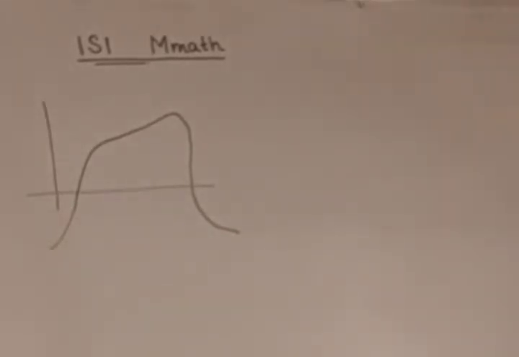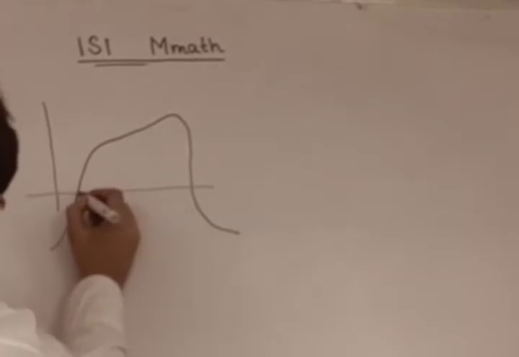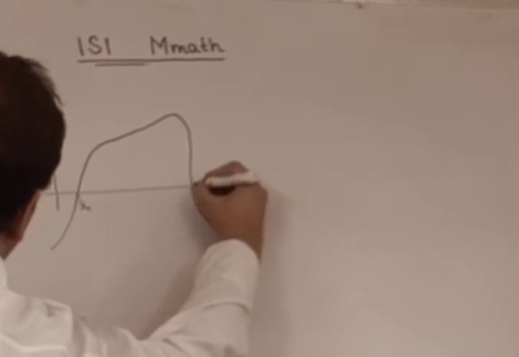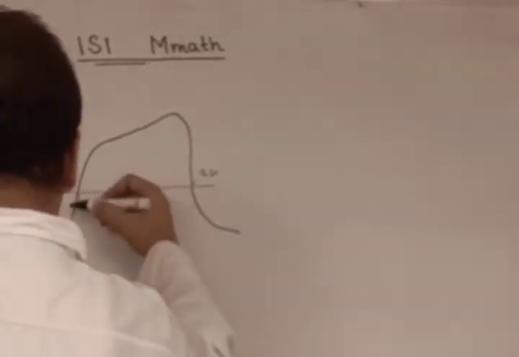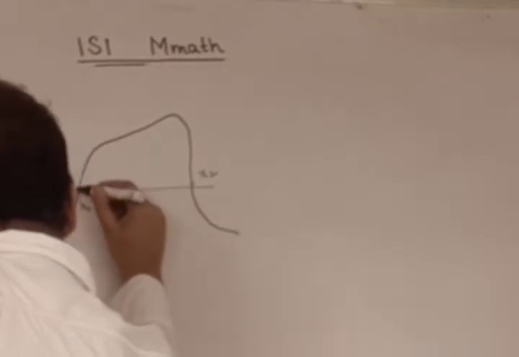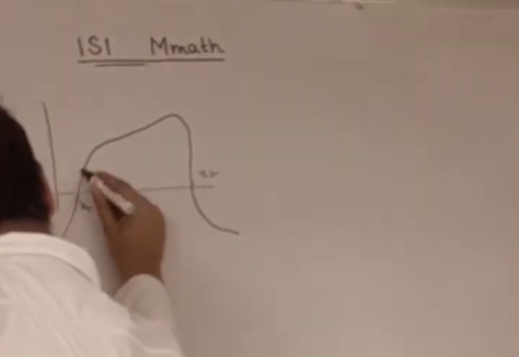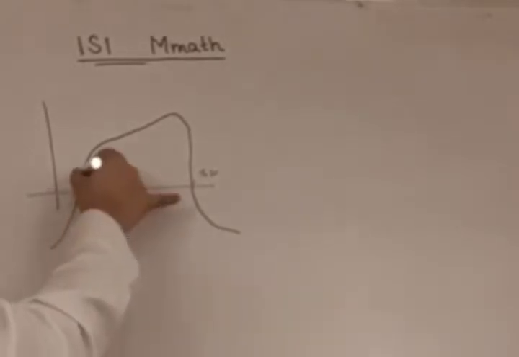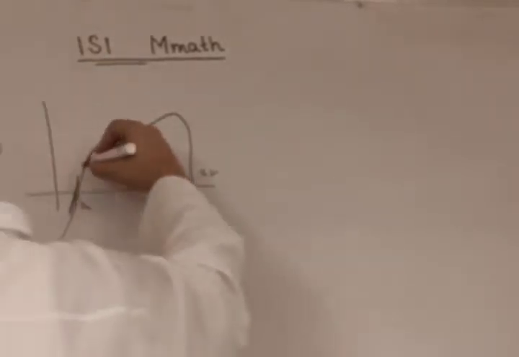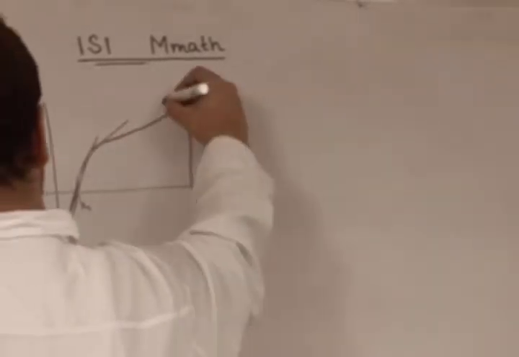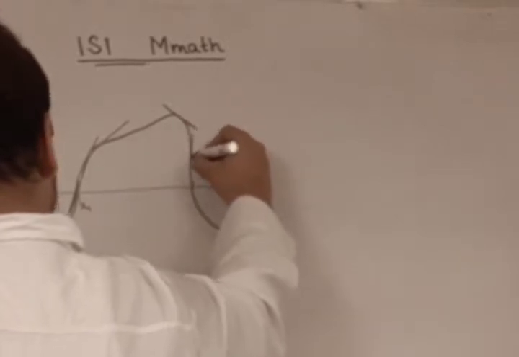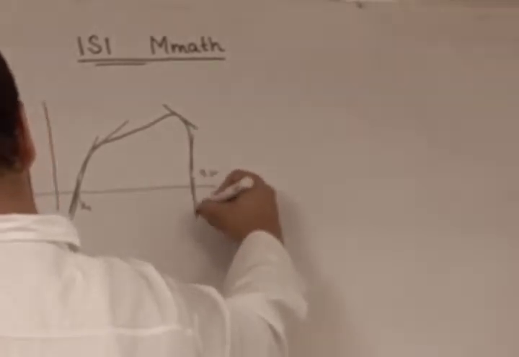Now let us analyze the point near x1, and let us analyze the point near x2. If we analyze these points, we just visualize the slope at the point x1, and we visualize the slope at these points. This is the slope.